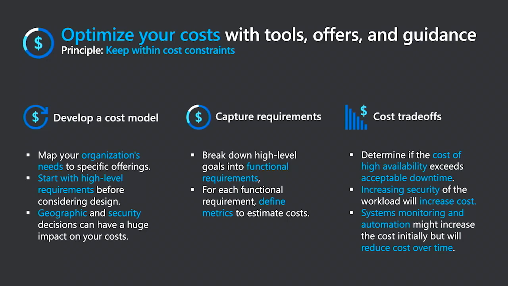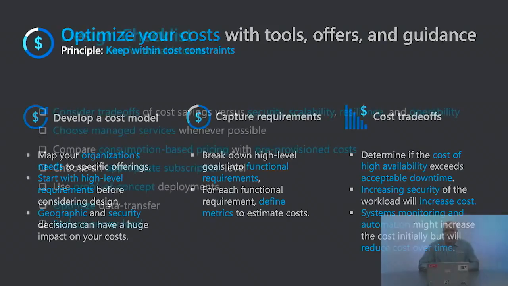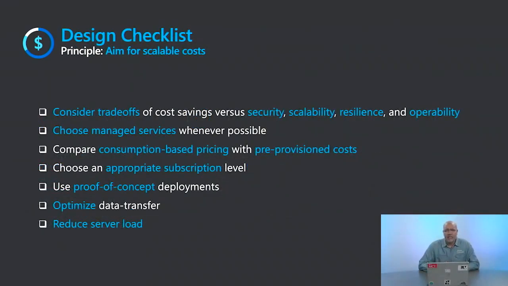Now, let's discuss the process of cost optimization. Every design choice has cost implications. As you design the workload, consider trade-offs between cost optimization and other aspects of the design, such as security, scalability, resiliency, and operability. As part of design, identify acceptable boundaries on scale, redundancy, and performance against cost. Managed services offer cost savings as well as built-in scaling. For example, instead of running web apps on IIS, use Azure App Services. Likewise, instead of hosting a database server, consider using Azure SQL or Azure Cosmos DB.